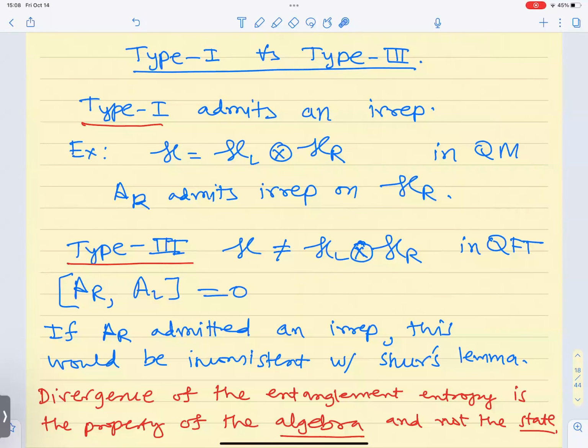Yeah. So you are saying that if AR commutes with AL, then suppose A right furnishes an irreducible representation on H. Then if you take an operator A left in A left and it commutes with all of them, then if you remember from your group theory, an operator which commutes with all the operators in an irreducible representation must be proportional to identity.